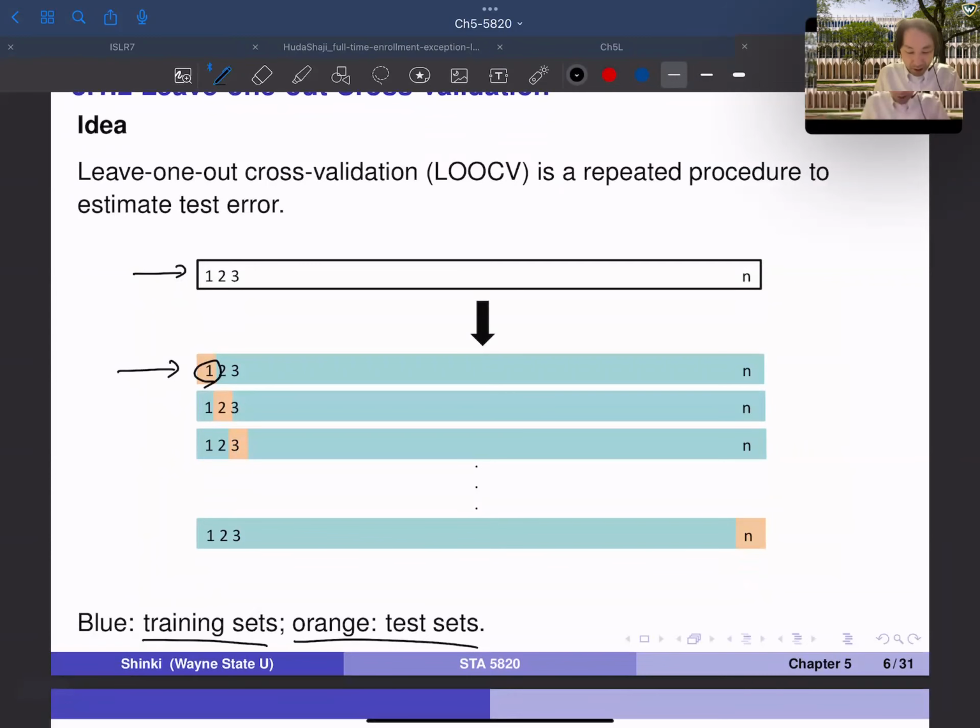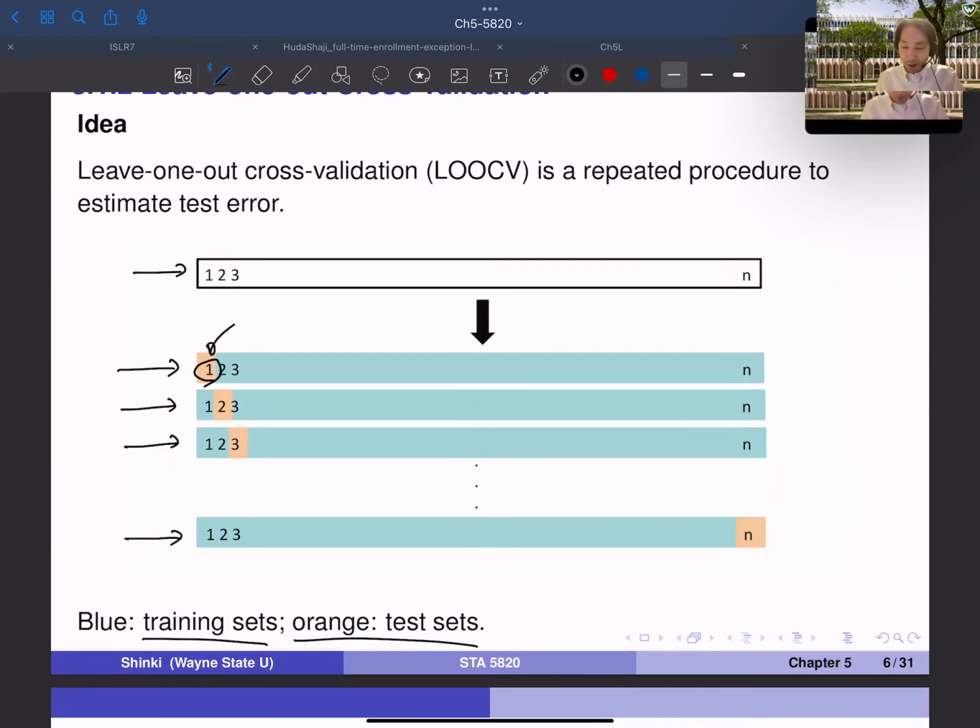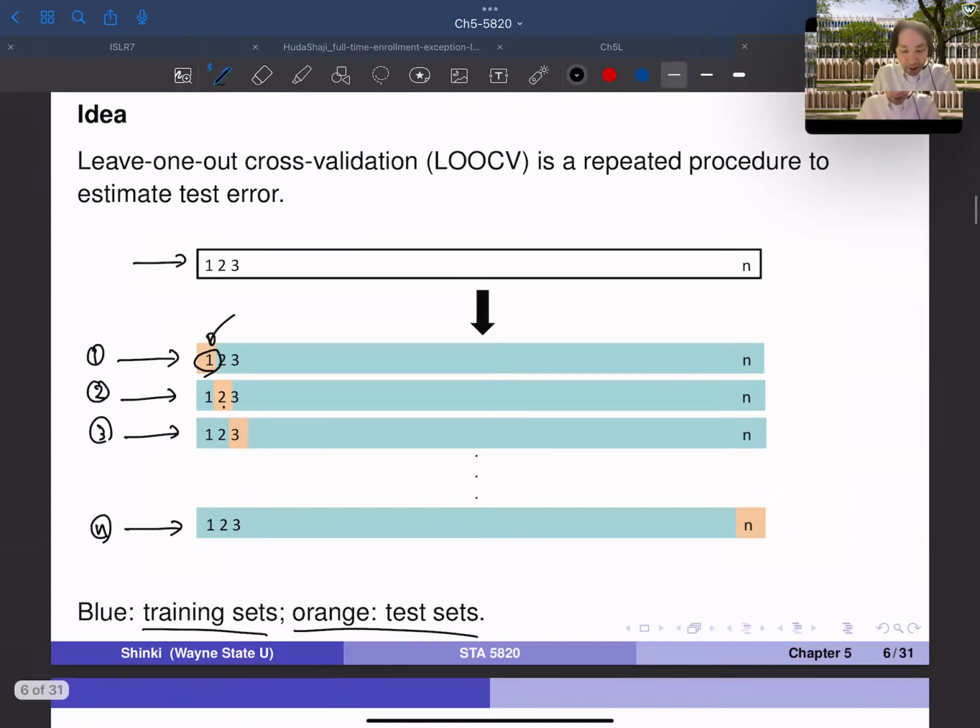Of course, it really depends on what observation this is. We repeat the same procedure for other observations as well. That means the second observation is the test set and the other n-1 observations are the training set, and we repeat n times. So we fit a linear model n times. If we have 392 observations, we fit the linear model 392 times with 391 observations each time. Then we calculate the error size, maybe averaging the squared error.